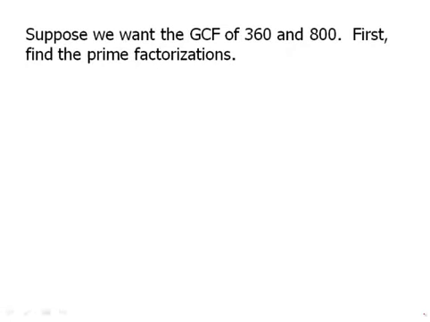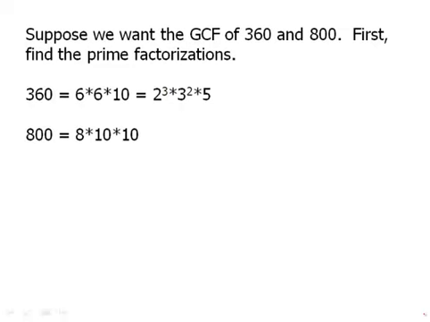Suppose we want the greatest common factor of 360 and 800. Well, listing these factors would take forever. We don't want to go down that road. Instead, we're going to find the prime factorizations of both of those numbers. So, 360, obviously that's 36 times 10 or 6 times 6 times 10, and we can simplify that to 2 to the third times 3 squared times 5. 800 is obviously 8 times 100 or 8 times 10 times 10. That simplifies to 2 to the fifth times 5 squared.